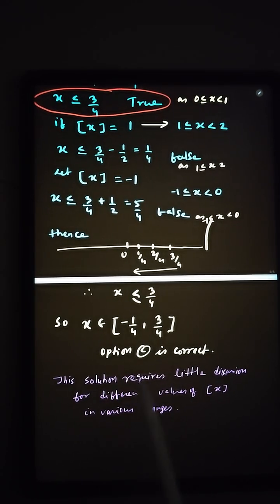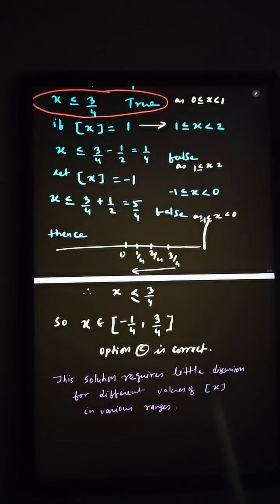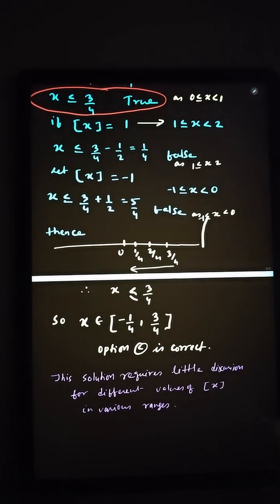What I have written is that the solution requires a little discussion for different values of the greatest integer function of x for various ranges. Okay, thank you.